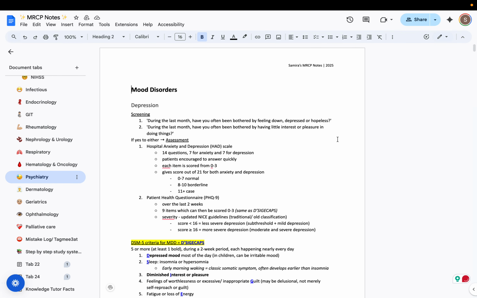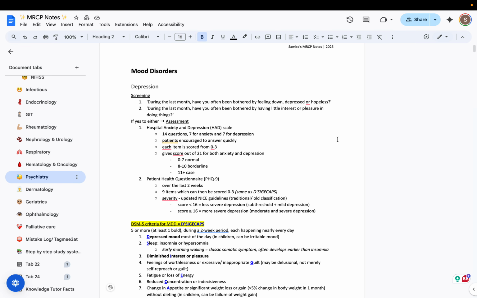Let's do psych. So, depression. There are two questions to screen for depression. We're mainly looking for the two main symptoms of depression, which is depressed mood, so feeling down, depressed, or hopeless, and diminished interest or pleasure, so little interest or pleasure in doing things. One of these at least has to be present in order to diagnose depression.